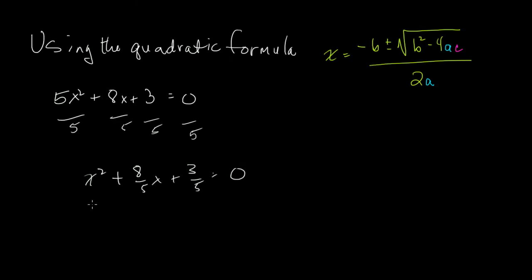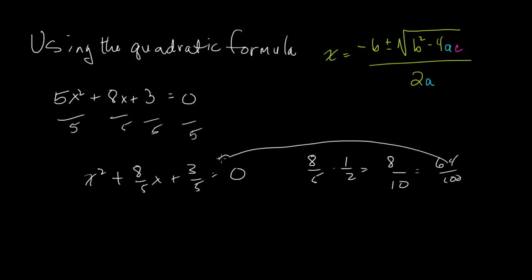And right here we can already see that, yeah, we can still continue completing the square. We can take half of 8/5, which is 8 tenths, and then square that, which is 64 over 100. We'll end up adding that over here while we subtract that over there. And notice that with the fractions, it's going to be a little bit of a mess. So, yes, completing the square can work here.